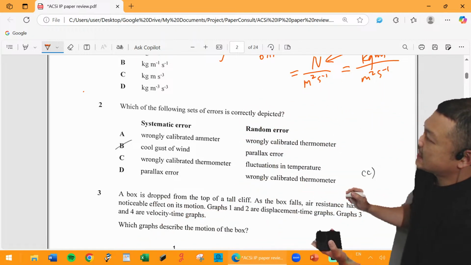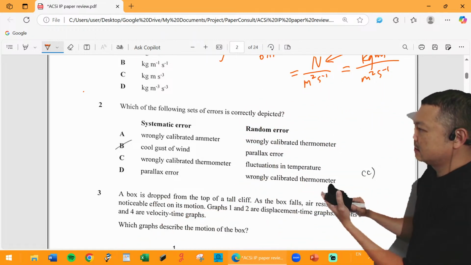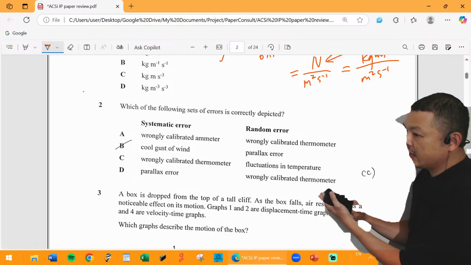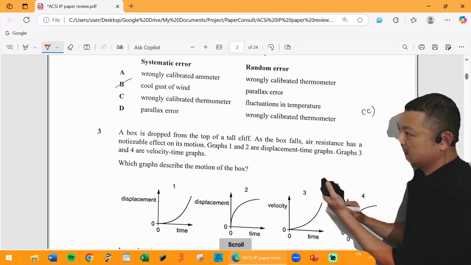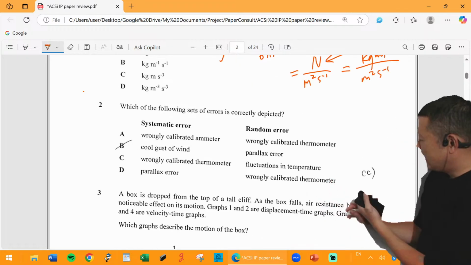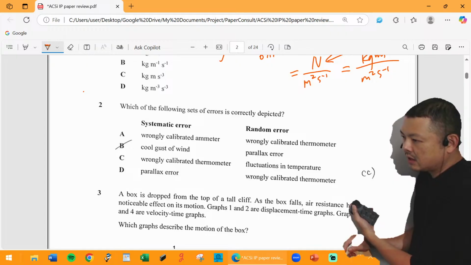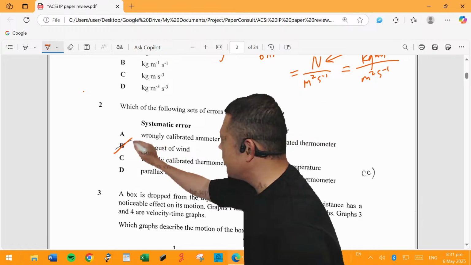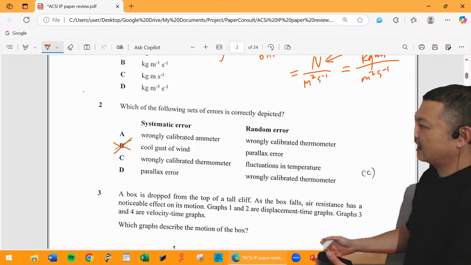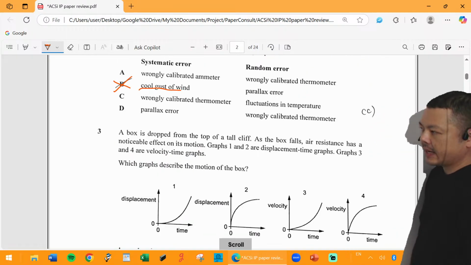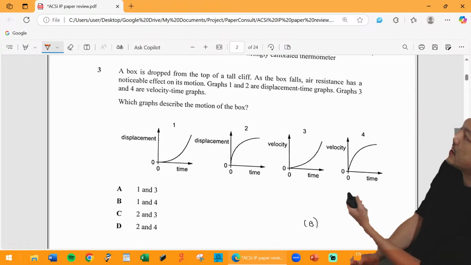Which of the following sets of errors is correctly depicted? This one, anyone? Anyone need? Don't need. Okay, so you tick B or you choose C. What's your answer, brother? You cancel B, so B is wrong, is it? Okay lah, I mean, it's true lah. Cool gusts of wind is random, right? It can't be systematic. Okay, number 3, this one.